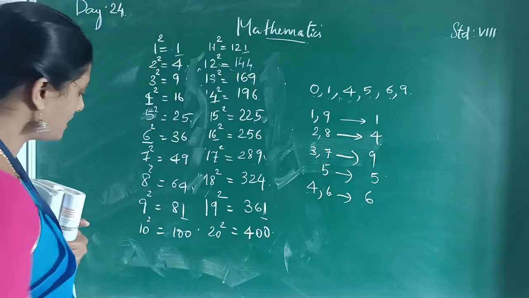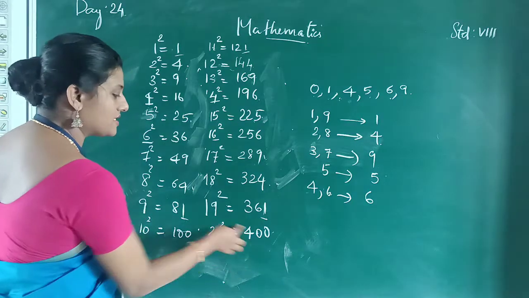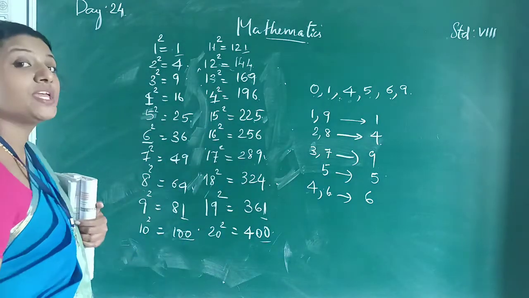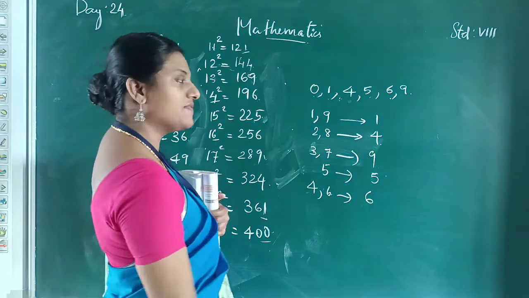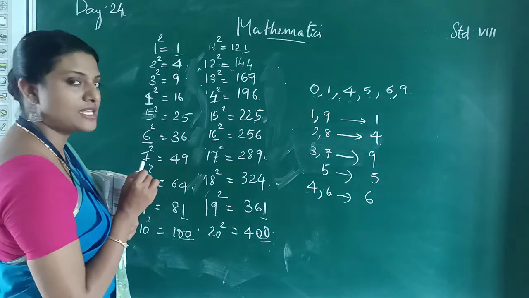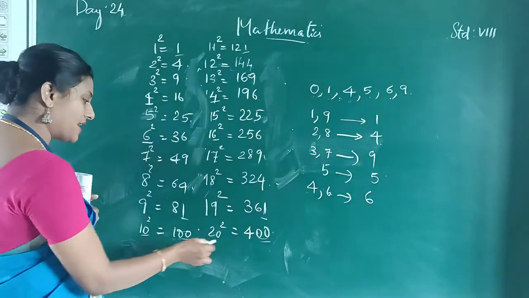There. 10 square, 20 square. 0 comes. But there is one condition. The number of zeros should be an even number. If there is an even number of zeros, even 2 zeros. And it also ends in 1 0.